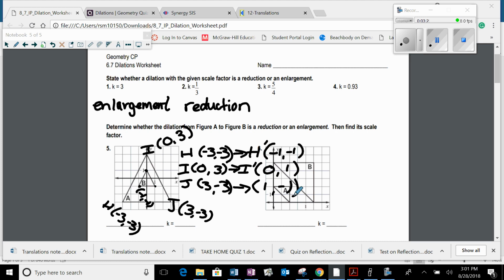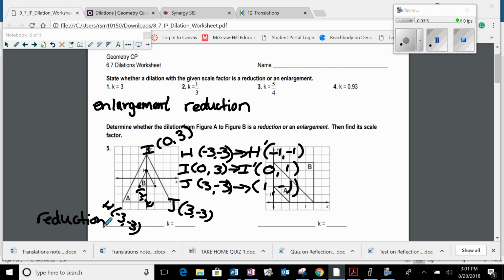So I need to see if this is a dilation that is getting bigger or is it getting smaller? You can answer me. Is it getting bigger or is it getting smaller? Smaller. We went from -3, -3 to -1, -1. So it's getting smaller. So this is a reduction. Okay. Now we have to figure out how to find the scale factor.